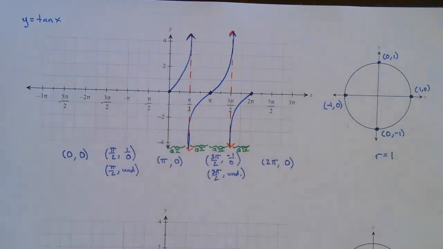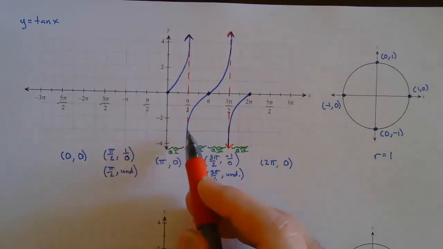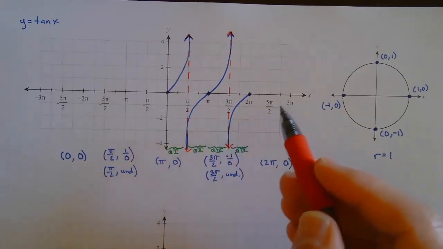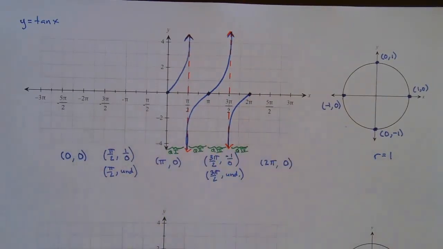Okay, it's not like the cubic function. Now, could you tell me where the rest of the vertical asymptotes are? Hopefully you can. They're at every pi over 2. For the basic function, they're at every pi over 2. They're at pi over 2, at 3 pi over 2, and we're going to have one at 5 pi over 2. That's what's beautiful about these things, they repeat.